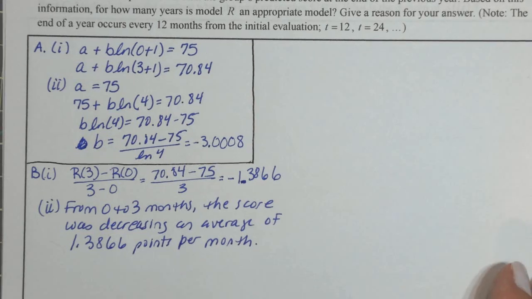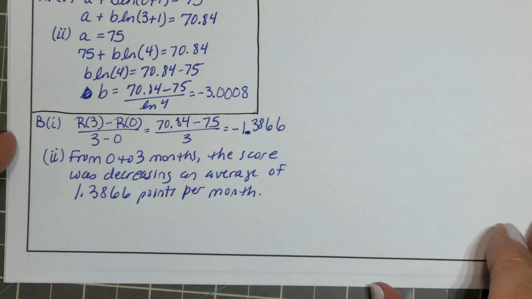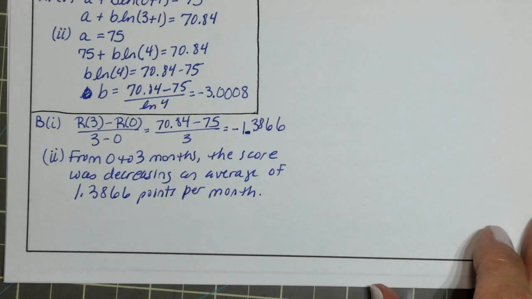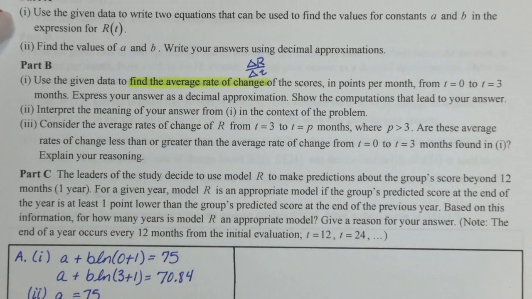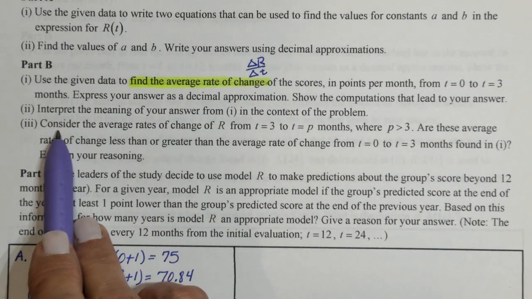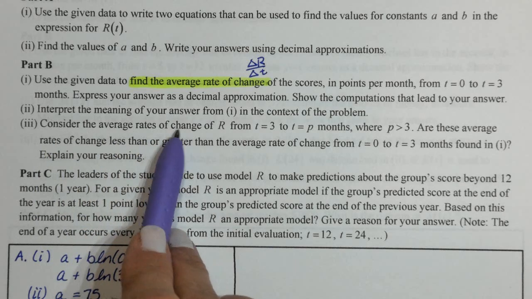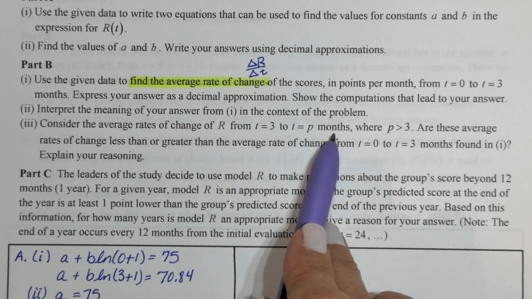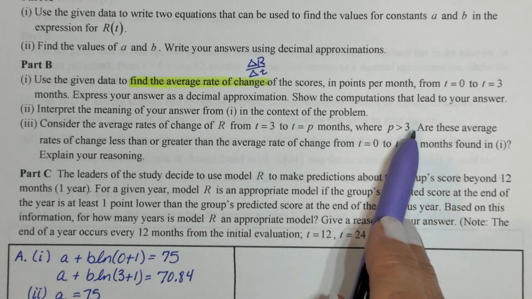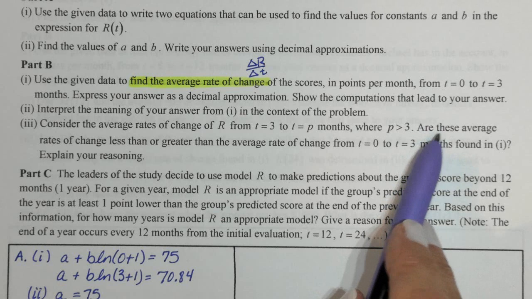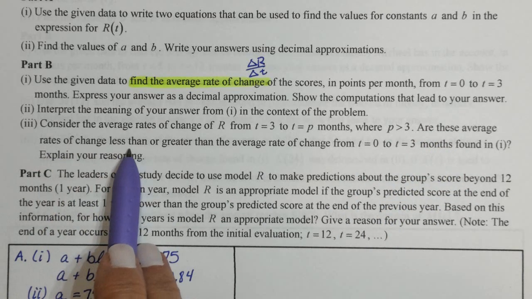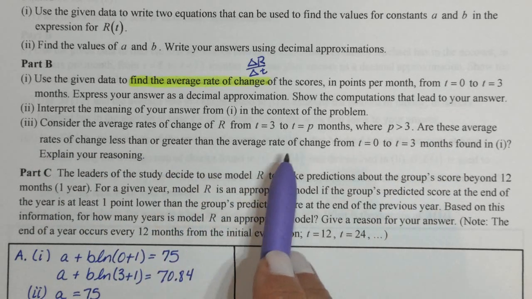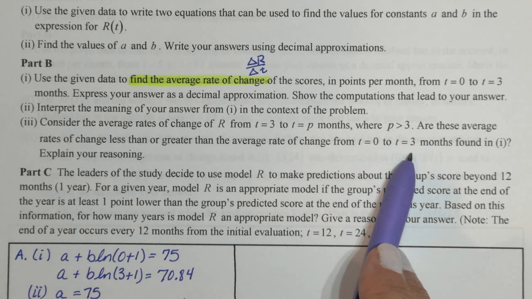Okay, so far I feel pretty darn good. I'm expecting it to get harder though, because that's what they do. Part 3. Consider the average rates of change of R from 3 to P months, where P is bigger than 3. Are these average rates of change less than or greater than the average rate of change from 0 to 3 months found in part 1?